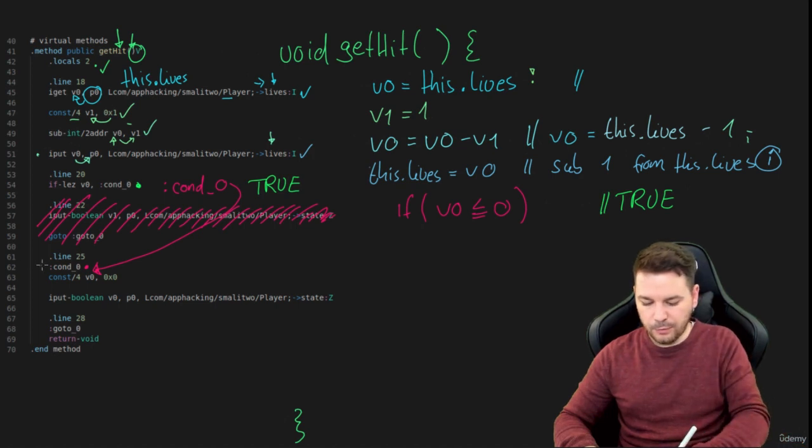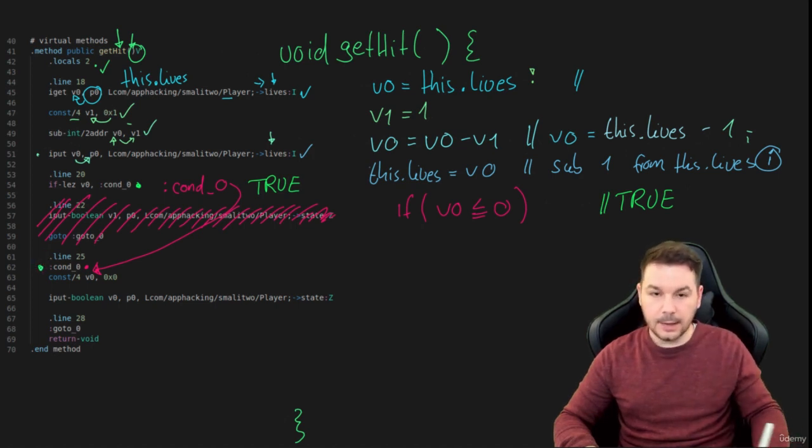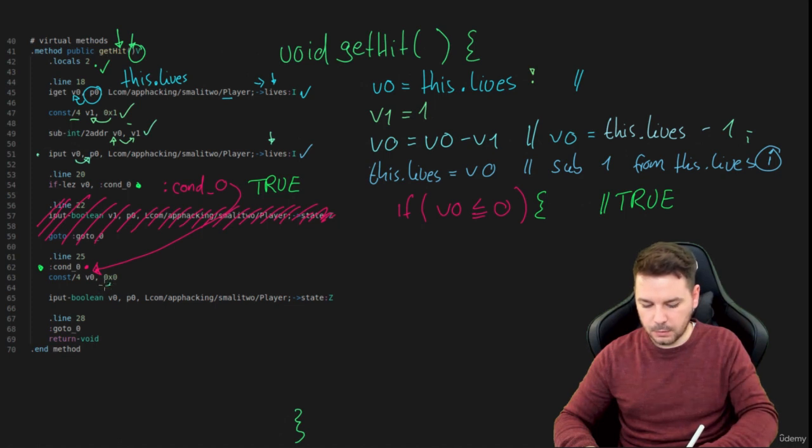Okay, then we move on over here. Let's see what we're doing afterwards. So we've got our if statement, and now we are putting the value 0 into v0. Okay. So v0 equals 0.